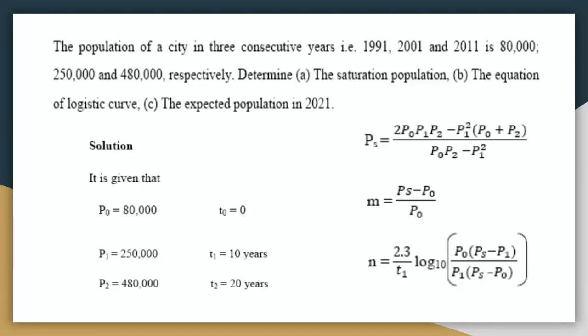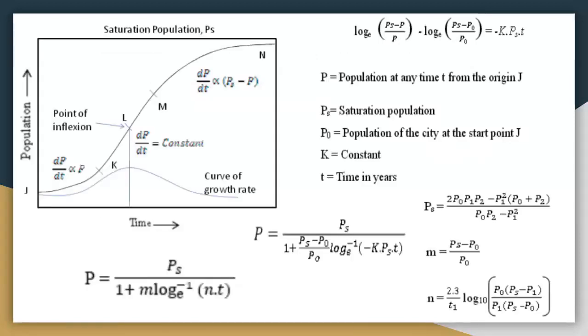In the second question, the equation of logistic curve. We have to write the equation of logistic curve. That is, the equation of logistic curve is our basic equation that is given first. That is log e (Ps minus P) divided by P into log e (Ps minus P0) divided by P0 is equal to minus K into Ps into T. Here we have to write this equation, and this is the equation for the logistic curve.